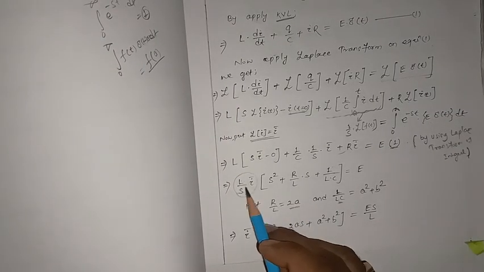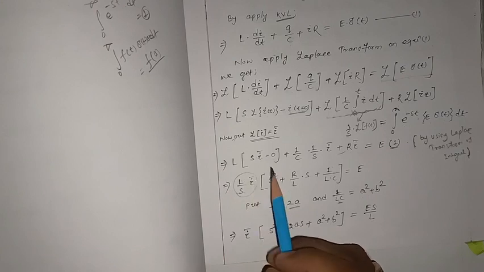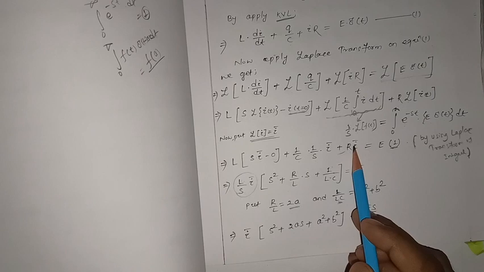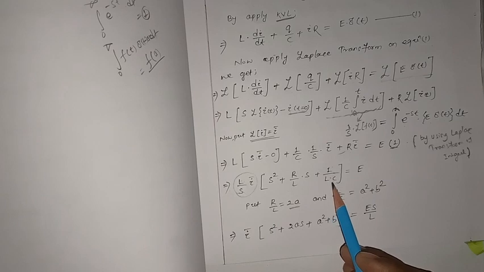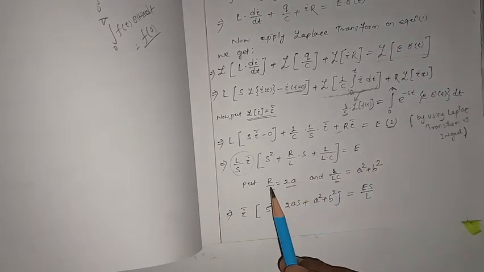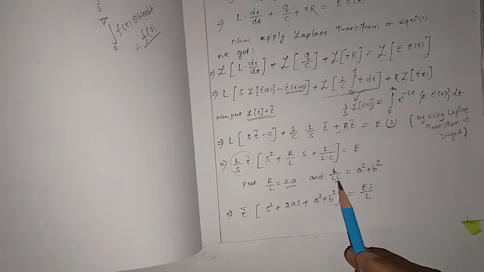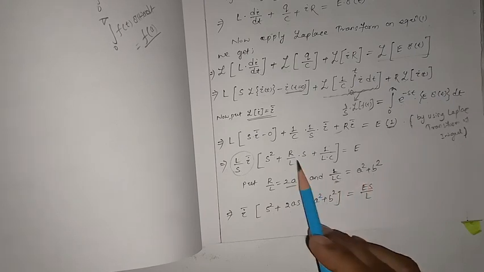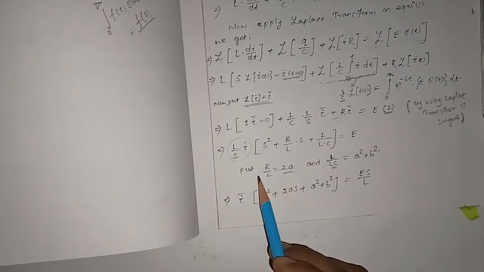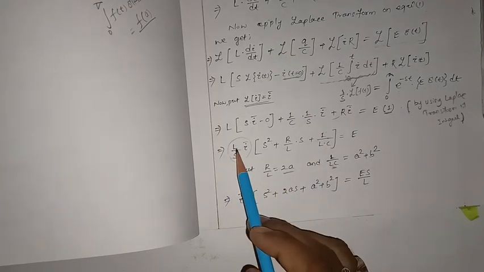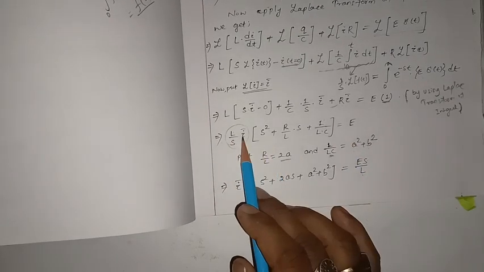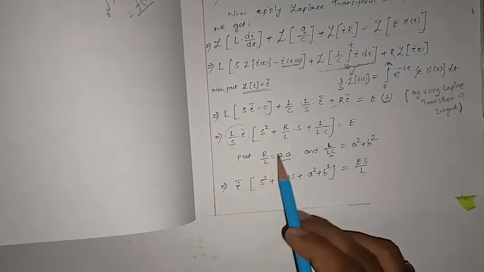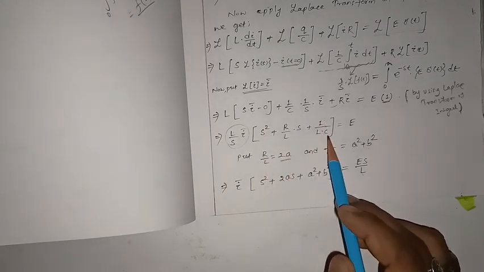Here you consider L by S, I bar taken common from this term and this term. We found L s square plus r by L into s plus 1 by LC equal to E. Consider r by L equal to 2a, 1 by LC equal to a square plus b square. Just substitute over here. So this L by S taken this side will be S by L. Okay, so I bar is there, I bar a square, r by L considered as 2a, 1 by LC considered as a square plus b square.